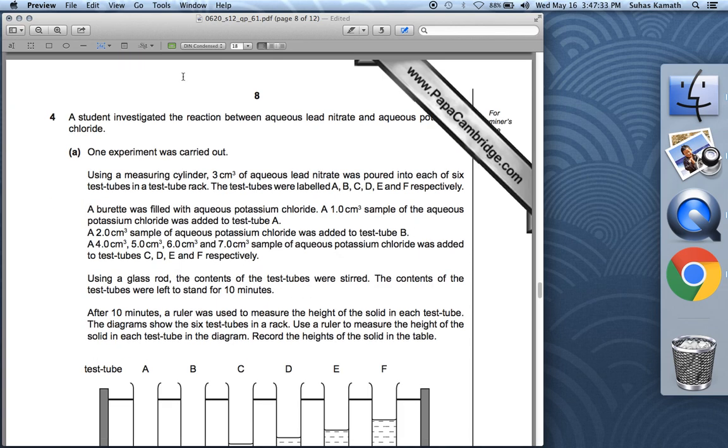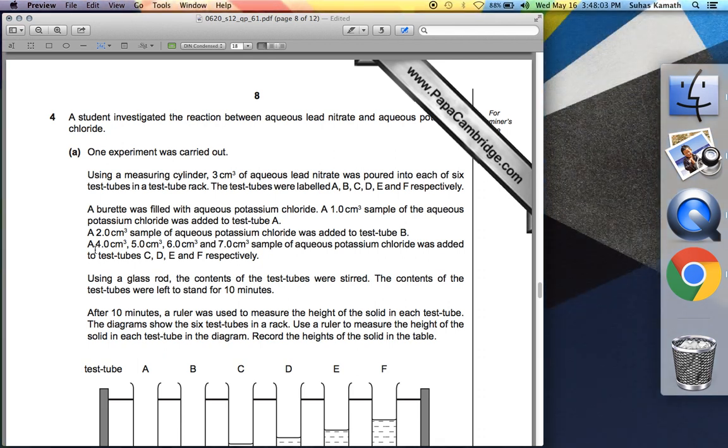A student investigated the reaction between aqueous lead nitrate and aqueous potassium chloride. An experiment was carried out using a measuring cylinder. 3 cm³ of aqueous lead nitrate was poured into each of 6 test tubes in the test tube rack. The test tubes were labeled A, B, C, D, E and F respectively. A burette was filled with aqueous potassium chloride. A 1.0 cm³ sample of the aqueous potassium chloride was added to test tube A.